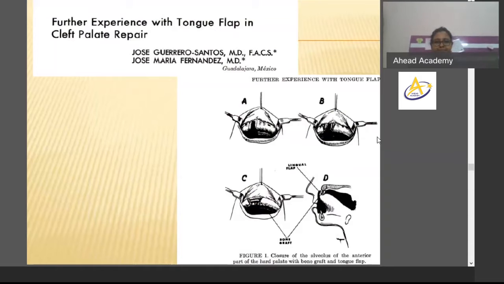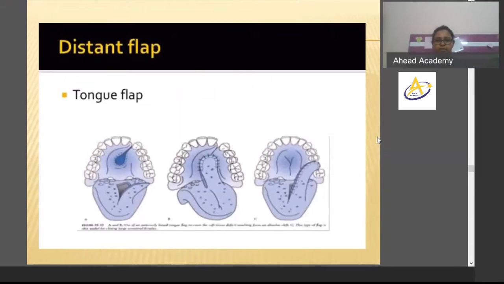Now, these are basically tongue flaps. So now this will be covered in the flap and the graft portion. That is not the scope of this lecture.